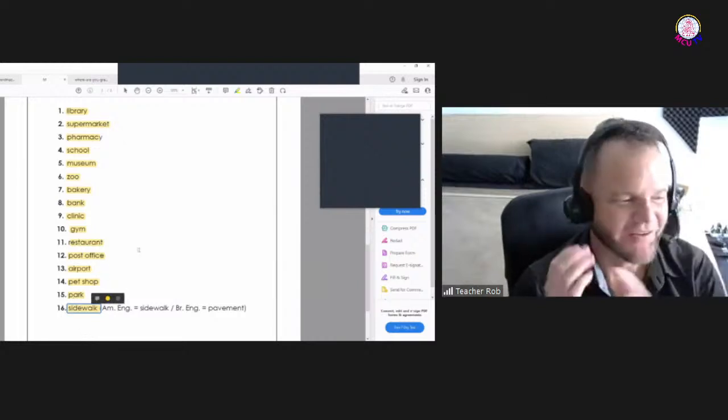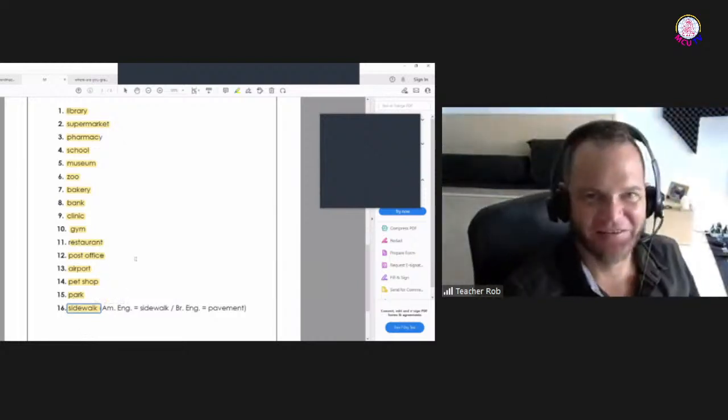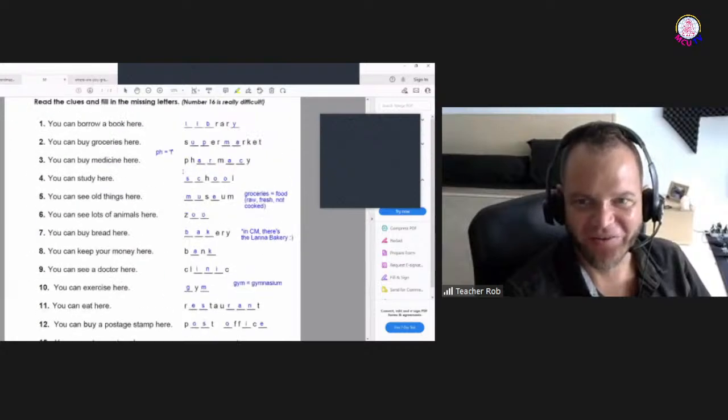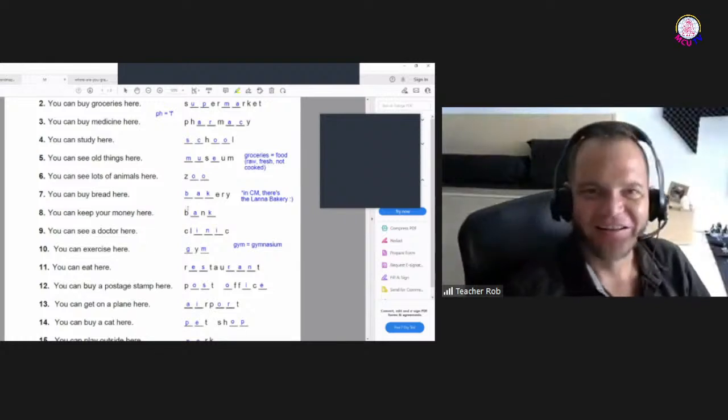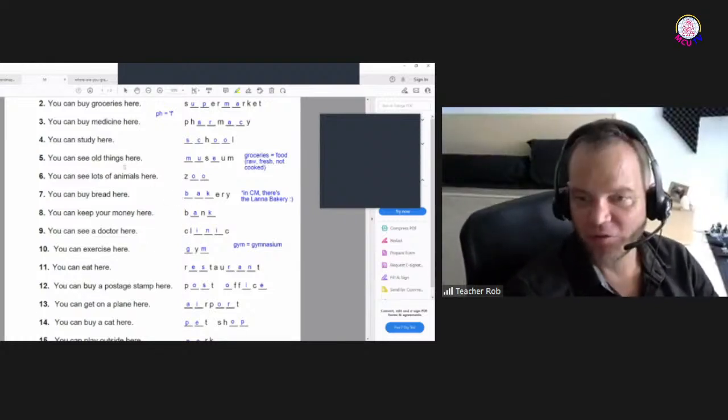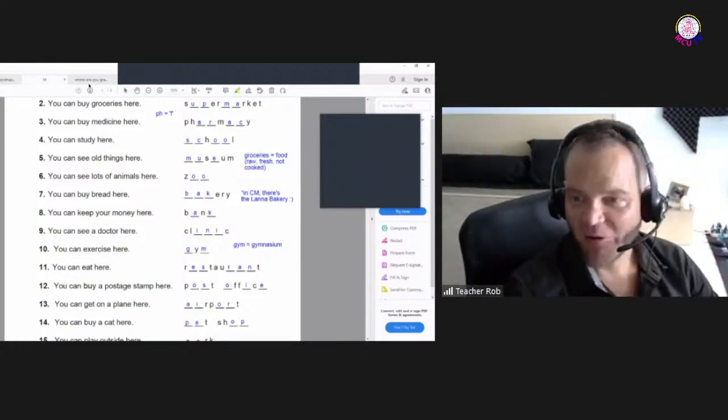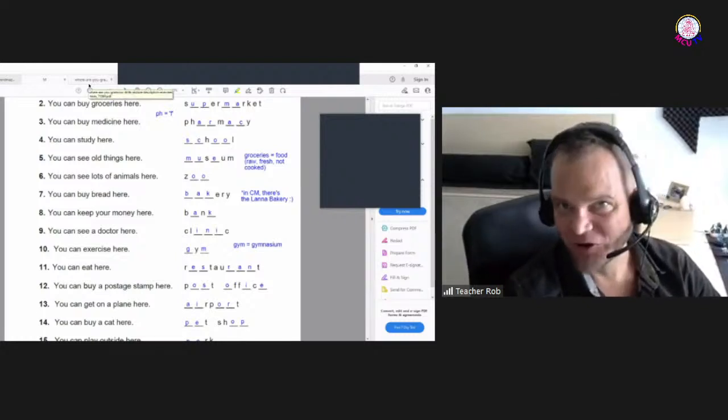Sidewalk. Very good. So very nice. 16 places all around town. Almost every town will have all these things. So good job. Now, I wanted to do that one first, you guys, because now it's going to get, I think, a little more challenging.